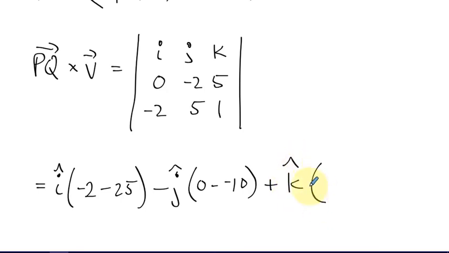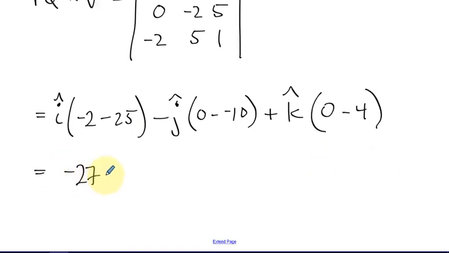And now when I block out the column and row on which I have k, then I have to do this 2 by 2 determinant, 0 times 5, which is 0, minus negative 2 times negative 2, which is 4. So this is negative 27i.